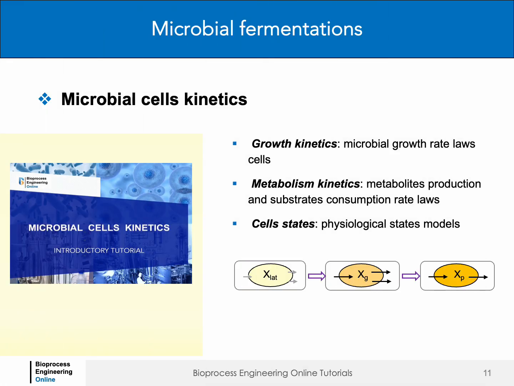The tutorial Microbial Cell Kinetics reviews the laws governing microbial activity in fermenters. First, growth rate laws describe how cell populations increase under varying conditions, particularly as a function of nutrient availability. Next, rate expressions model how substrates are consumed and how metabolites or products are formed during the process. Finally, physiological state models account for the fact that cells do not remain constant. They adapt and can shift their metabolism in response to environmental conditions.